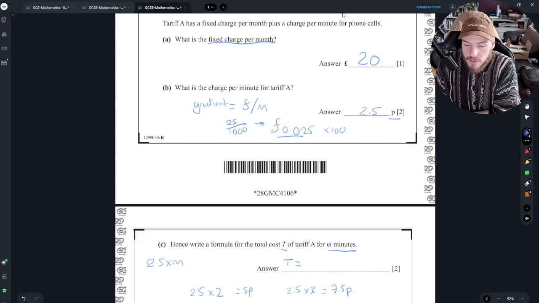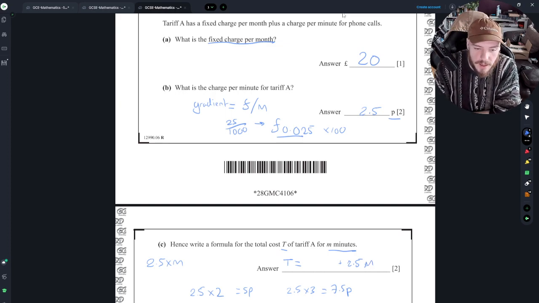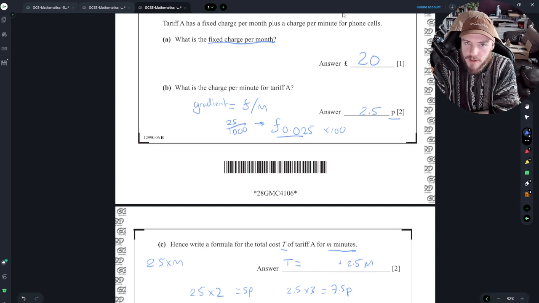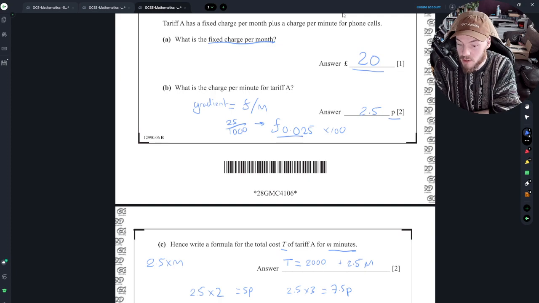So t is equal to 2.5 times by, or I'm just going to write 2.5m. Now for the total cost, we also have to include our fixed charge per month, because we're getting charged that each month. I have put the unit of our minutes in pennies, but our fixed charge per month is in pounds, so in this formula I'm going to convert it to pennies as well, which will be 2,000 pennies plus 2.5 multiplied by the number of minutes that we have.